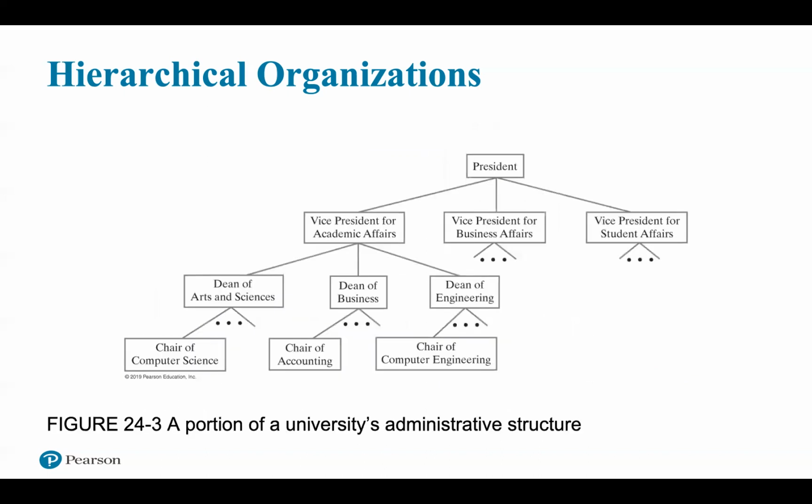Here's an example of a university's organization. Corporations, schools, churches, and governments all organize their staff in a hierarchical fashion. For example, figure 24.3 shows a portion of an administrative structure of a typical university. All offices ultimately report to the president. Immediately beneath the president are three vice presidents. The vice president for academic affairs, for example, oversees the deans of the colleges. The deans in turn supervise the chairs of the various academic departments, such as computer science and accounting.